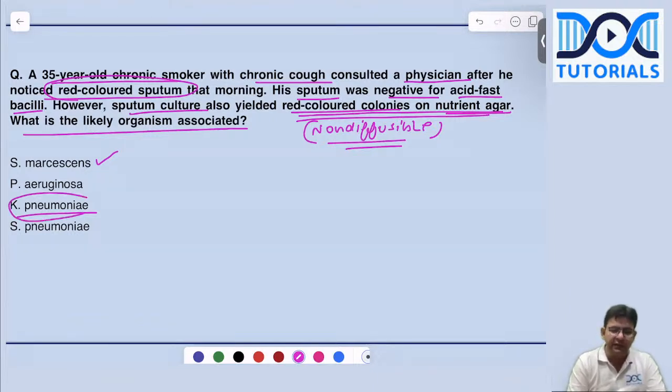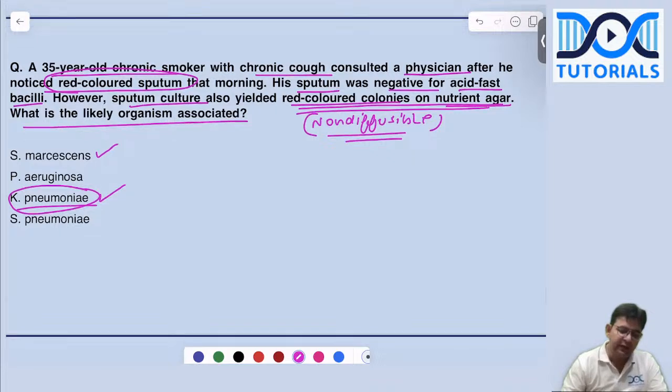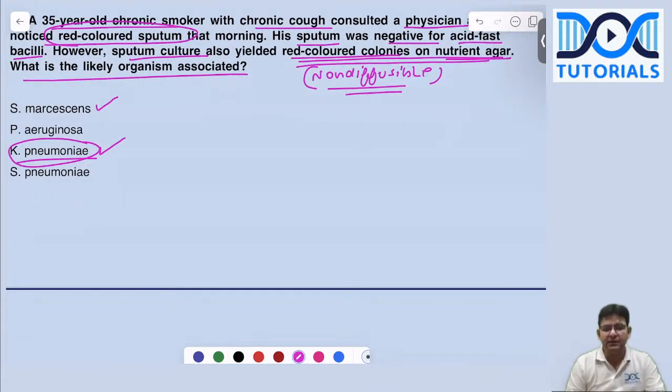In Klebsiella pneumoniae, there is red currant jelly sputum. Along with that, there is the bulging fissure sign, and the person is a chronic alcoholic. It is a lobar pneumonia caused by that. What is the other name of Klebsiella pneumoniae? The other name is Friedlander's bacillus. Is it fine, guys?